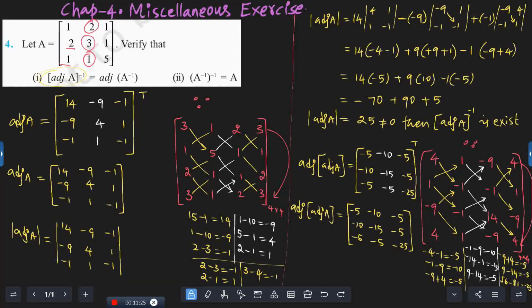Okay, so what is the formula? Adjoint A whole inverse equals 1 by determinant of adjoint A into adjoint of adjoint A. Adjoint of adjoint A we have to multiply. These two things, if you multiply, you will be getting the required left hand side answer. Still we are in the left hand side answer, children.